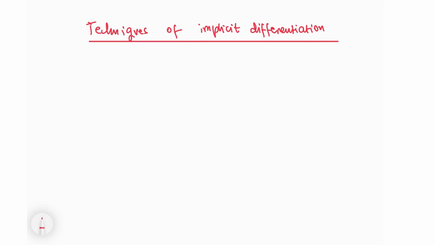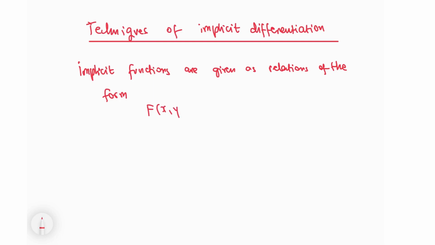So what are implicit functions? Implicit functions are given as relations of the form f of x, y equals 0, where y equals y of x is a function of x.